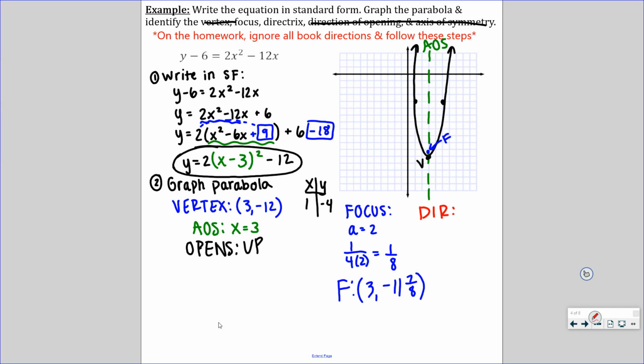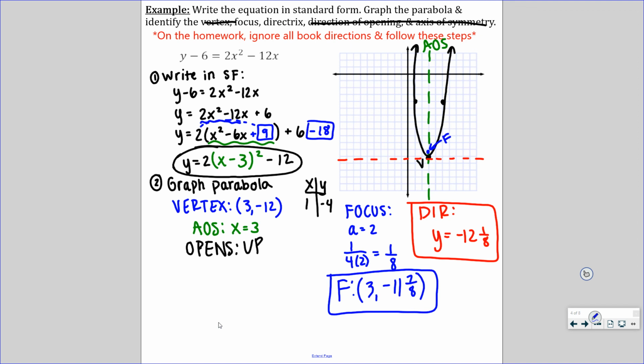Directrix would be located 1/8 of a unit below, and it's a horizontal line. -12 and 1/8. Good, so y equals -12 and 1/8 is the directrix. And make sure you put y equals, it's a line, it's not a point. Go ahead and label DIR, directrix. Okay, so we'll obviously look at some more examples tomorrow.